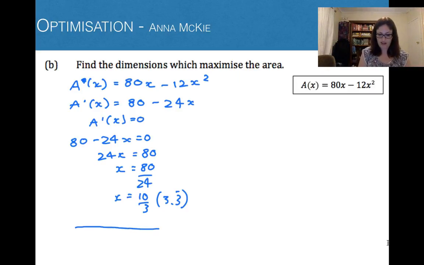So here's our line for a sign diagram. We put on our critical value. Think about our domain. X is part of measurement, so it has to be a positive number. So we've got 0 there.